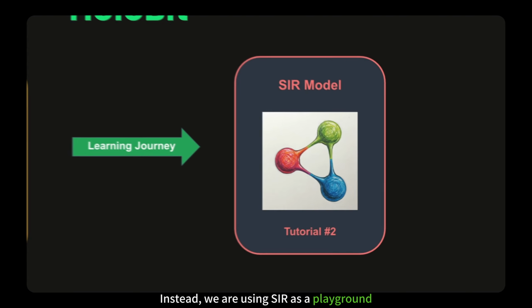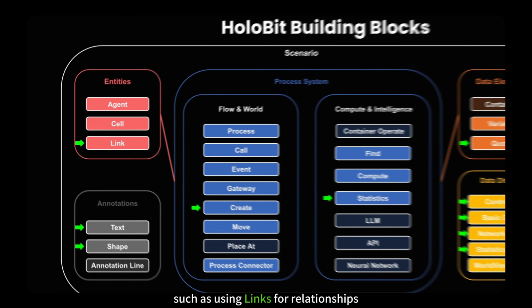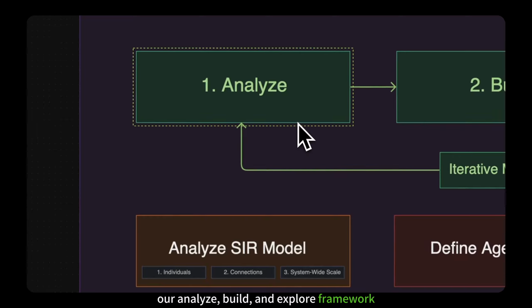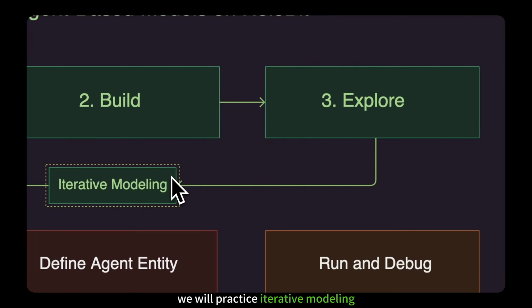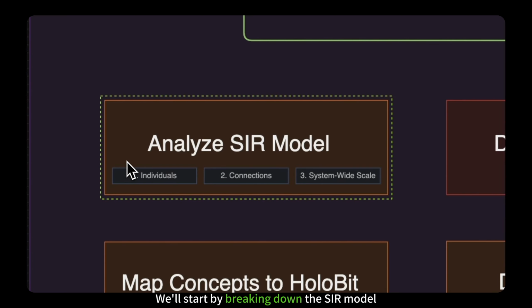Instead, we are using SIR as a playground to master advanced HoloBit features, such as using links for relationships, create for generating entities, and charts for visualization. We will still follow our analyze, build, and explore framework. However, for complex systems like this, we will practice iterative modeling. Start simple, and then refine it. We will do this step by step visually with no coding required. Ready? Let's dive in. We'll start by breaking down the SIR model.